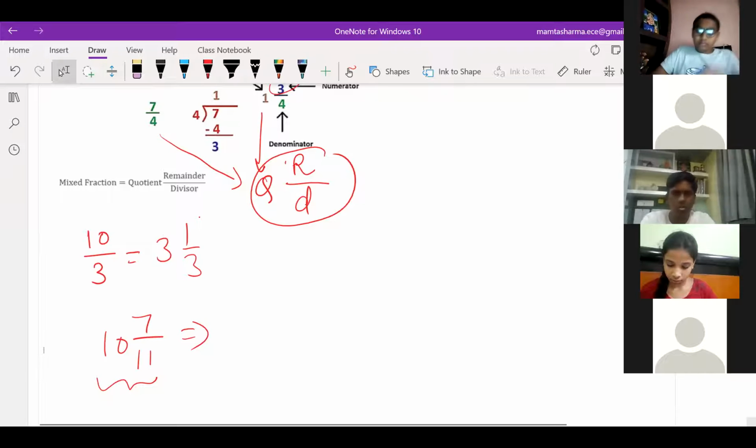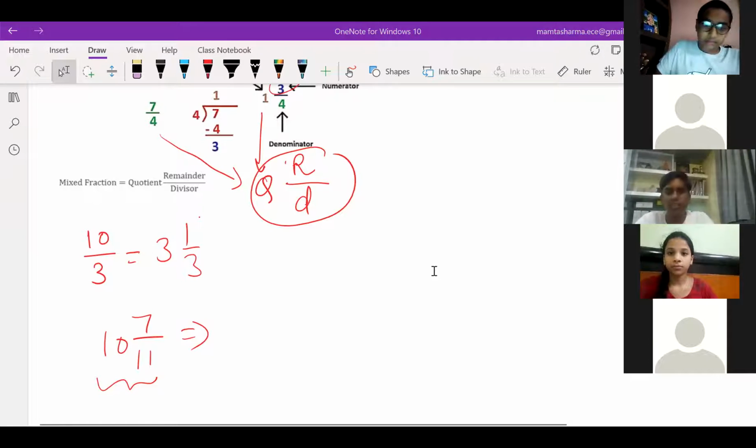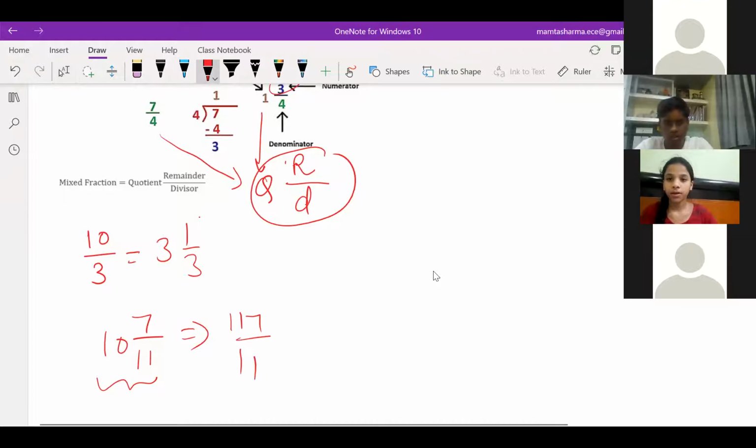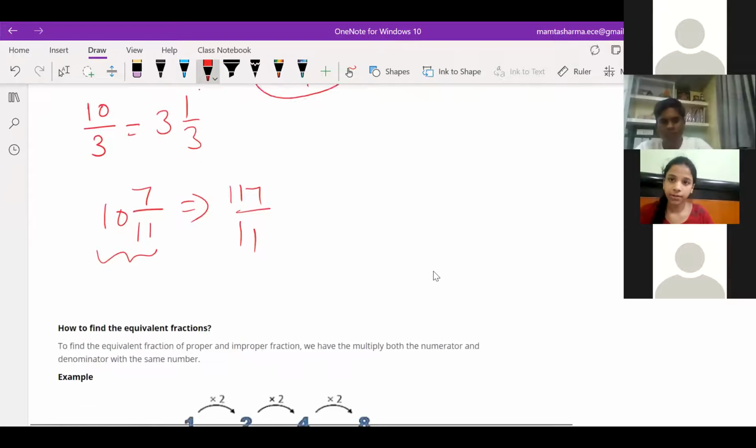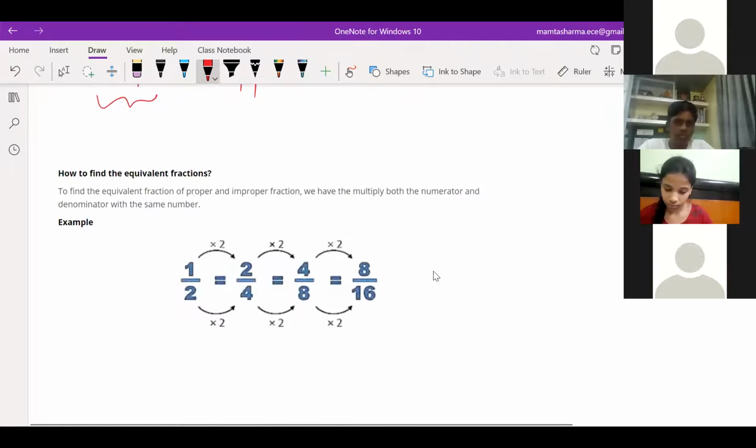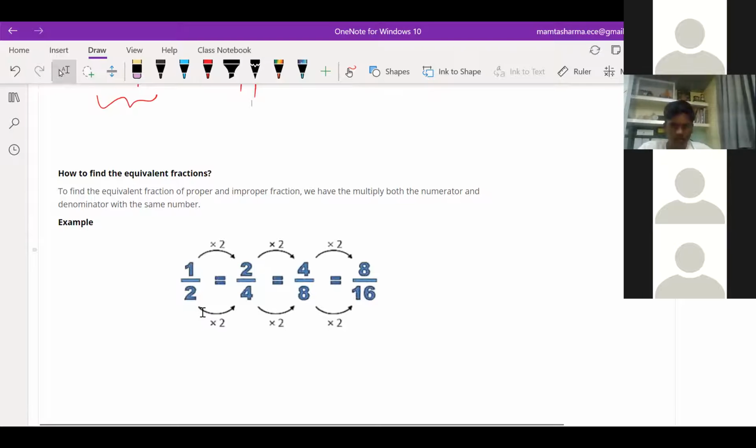Ma'am, 117 by 11. Correct. Now see, how will you find the equivalent fraction? Ma'am, we should multiply by 2. Multiply the same number with the numerator as well as the denominator. You are not allowed to multiply with two different numbers; the number should be the same in the numerator as well as the denominator.